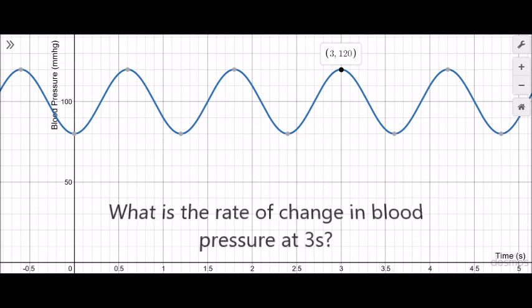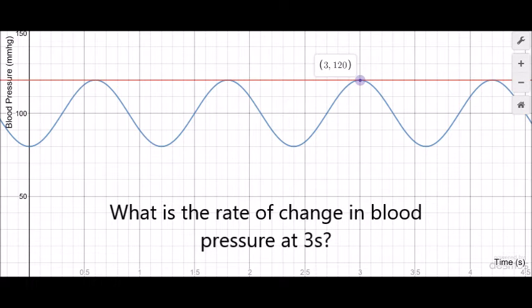From our problem, we can see at 3 seconds the function appears to be at a high of 120 millimeters of mercury. When a function is exactly at a max or min point, it can be assumed that at the instantaneous moment the rate of change is 0. This can be seen when drawing a tangent line on this point, as the line appears to be straight, meaning the function is neither increasing nor decreasing. Therefore, my first assumption is that the IROC at 3 seconds should be 0 millimeters of mercury per second.